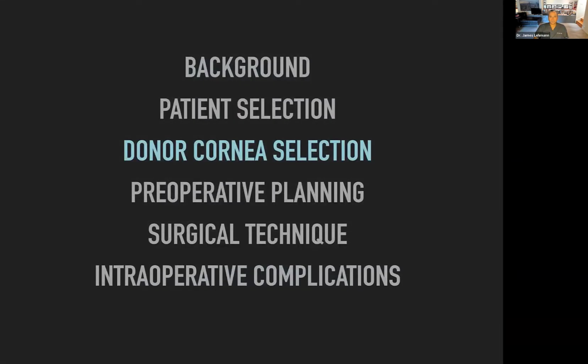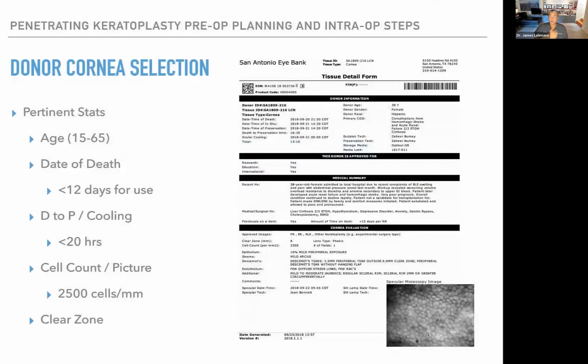So first, we're going to talk about donor cornea selection. In the United States, when I order a cornea, a couple of days before the surgery, I get a form like this. It's from the San Antonio Eye Bank, my local eye bank, and it has these pertinent stats there. It talks about the age of the decedent and when the patient died. We like to use corneas 12 days or less for transplant. Those are the most successful. In many countries that I visited, such as India and China, they use corneas 2 to 3 days afterwards. It's not really an issue. They're able to use the corneas much faster. So the sooner the better, but however, 12 days is fine.